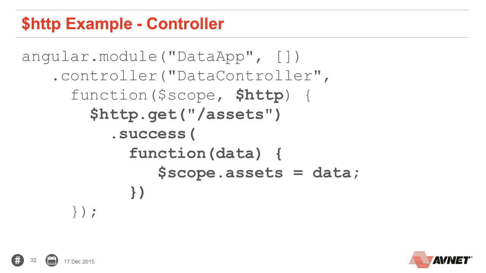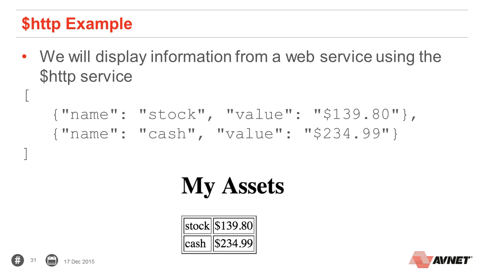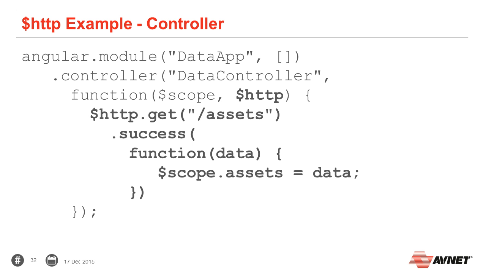So in this case, when this callback function gets called, we're going to set the assets property of our scope variable equal to data. The data corresponds with the payload. That is what we get back from the actual web service. You'll see that the payload that we get back is going to be this JavaScript array.